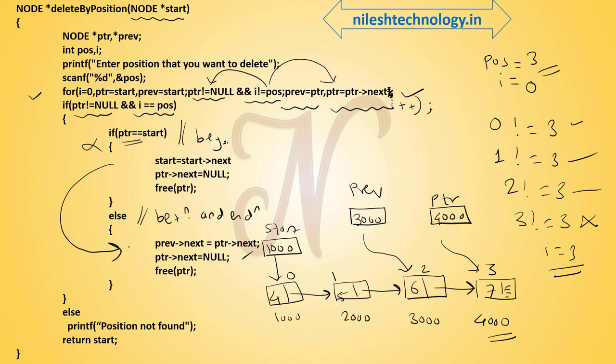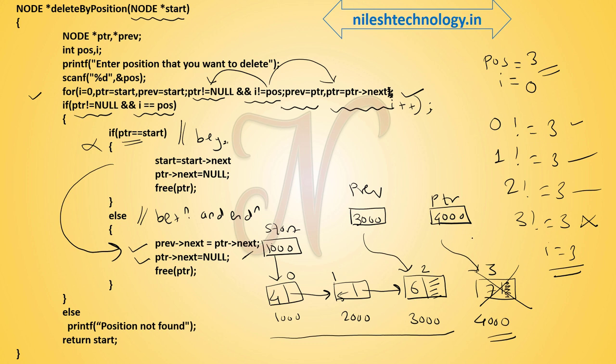Going to else, prev of next equal to ptr of next. So this is your prev. So prev of next is pointing to the ptr of next. So here ptr of next is null, that's why prev of next is also null. Okay, then ptr of next is equal to null. Already this next is null, and then free ptr. So free ptr. Now the linked list is 4, 5, 6. Like this way we delete the last node.